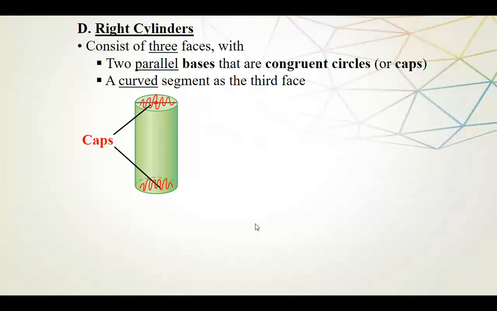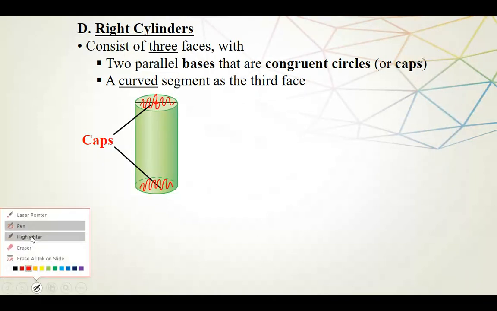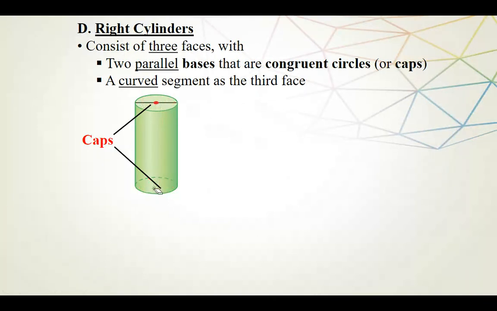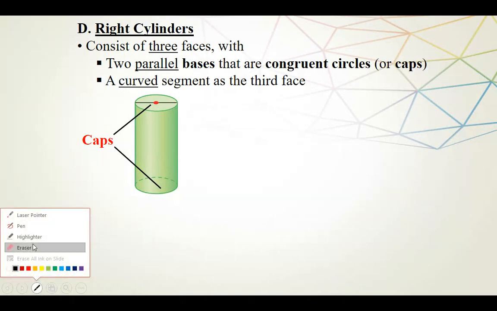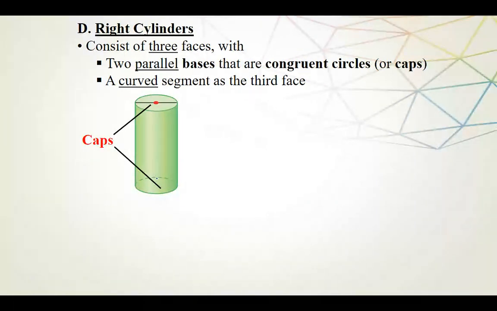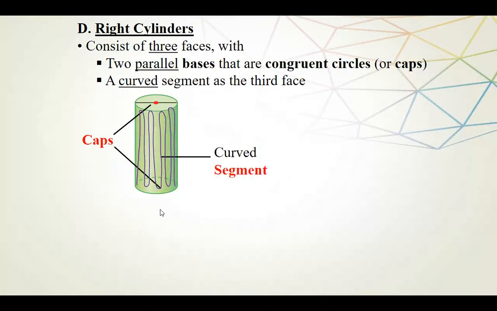So I'm just going to erase what I've sketched in for the caps here, and let's just illustrate what the curved segment looks like. The curved segment would be like where you put a label on a can or something along those lines. So your curved segment goes all the way around, and it's going to be between the two caps, and that's going to be my third face.